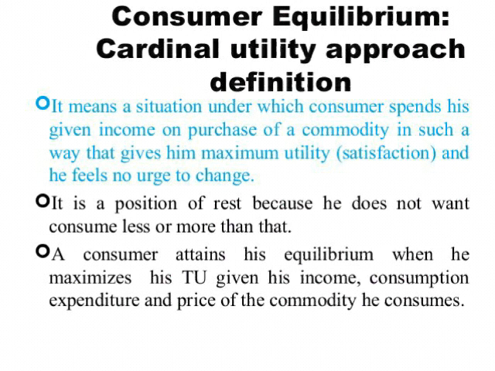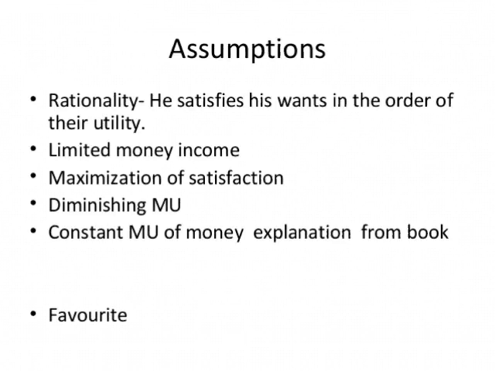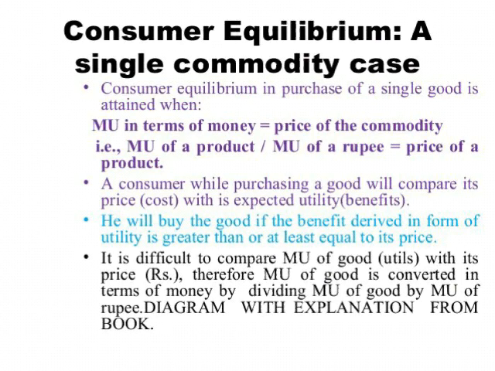Now, consumer equilibrium means the situation under which a consumer spends the given income on purchase of a good in such a way that he gets maximum units of satisfaction. It is also called the position of rest, where total utility is maximum with the given income. Again, I am telling you the assumptions which we follow in this. First is rationality, that means the consumer is a rational consumer, with limited income, who requires maximum satisfaction. Then diminishing marginal utility and constant marginal utility of money, explaining that.